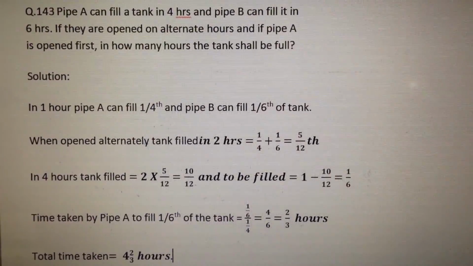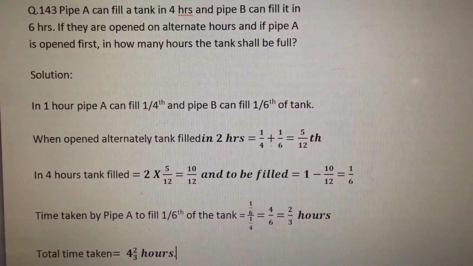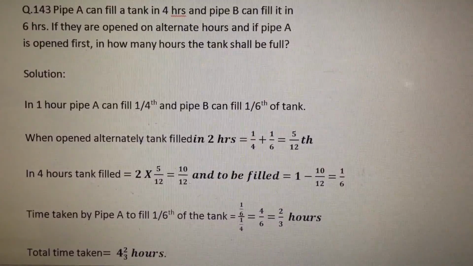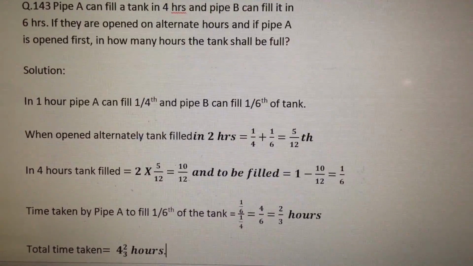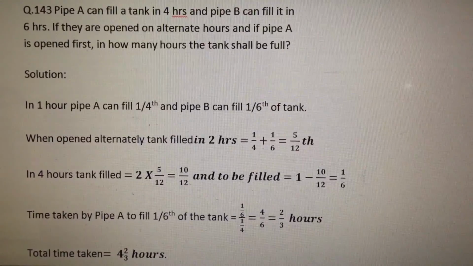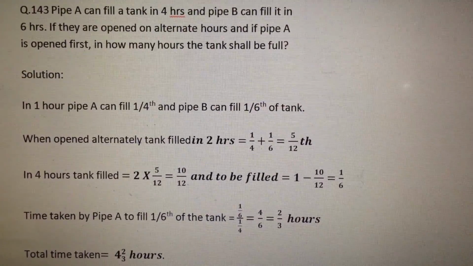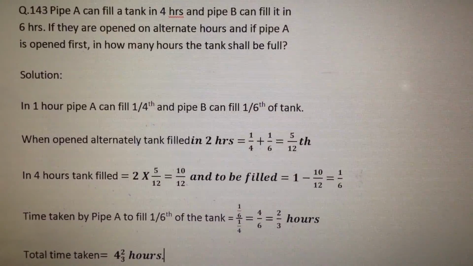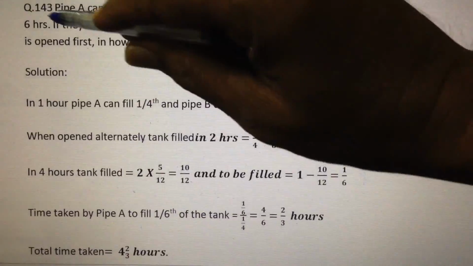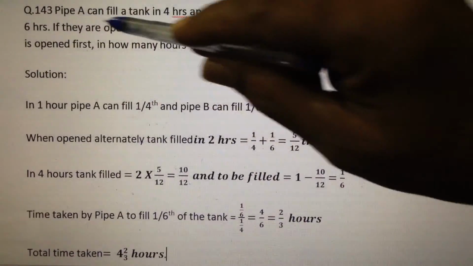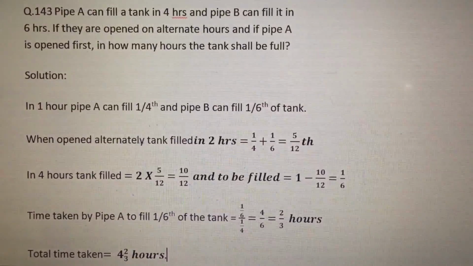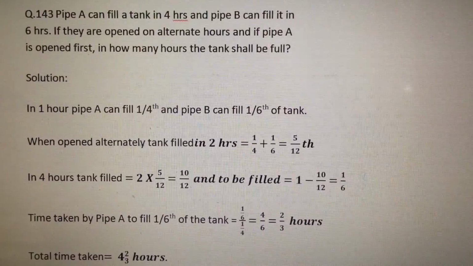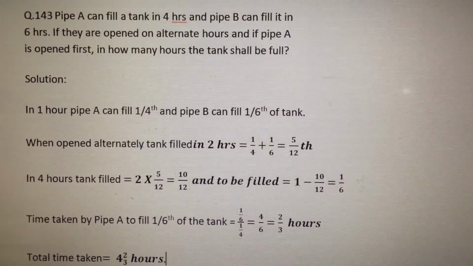Question number 143. Pipe A can fill a tank in 4 hours and pipe B can fill it in 6 hours. If they are opened on alternate hours and if pipe A is opened first, in how many hours the tank shall be full? Here pipe A can fill the tank in 4 hours and pipe B in 6 hours. That means in 1 hour pipe A can fill 1/4 of the tank and pipe B can fill 1/6 of the tank. Now let us assume the total work is 1 here.